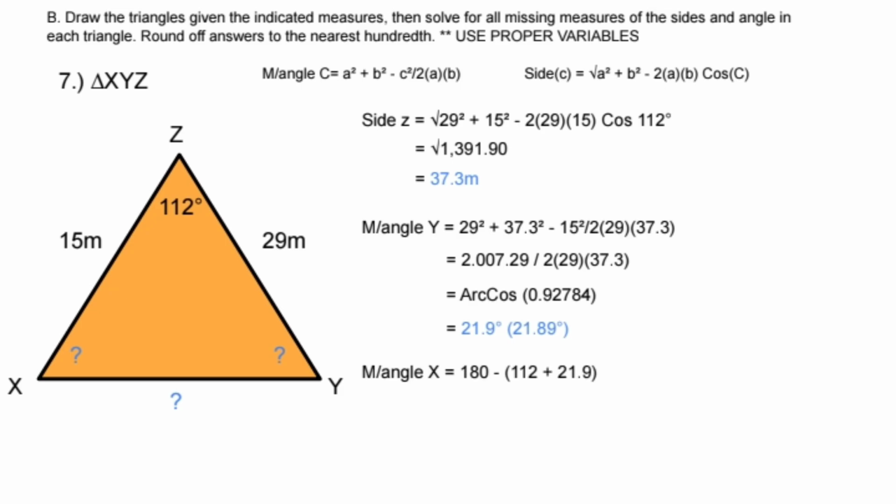Since we found the two other angles, we can easily find the last angle, because the angles of a triangle add up to 180 degrees. So we use 180 minus the two values of the angles. 180 minus the result of 112 plus 21.9, which is 133.9, we get 46.1 degrees for angle x in this triangle. And that concludes all of the parts of this triangle. On to the next.